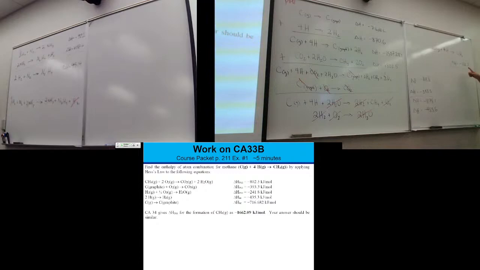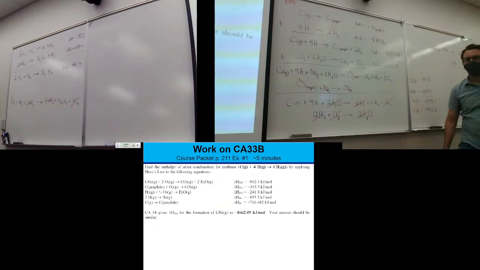Oh, and we can compare our answers. Via another method, from the formation, it's -1662. We're really close. So this is a really good method for finding delta H. It's just a lot trickier, that's for sure. In real life, nobody's going to hand you a page of 'use these reactions.' You'd have to look them up yourself. We're not going to do that. That's too hardcore.